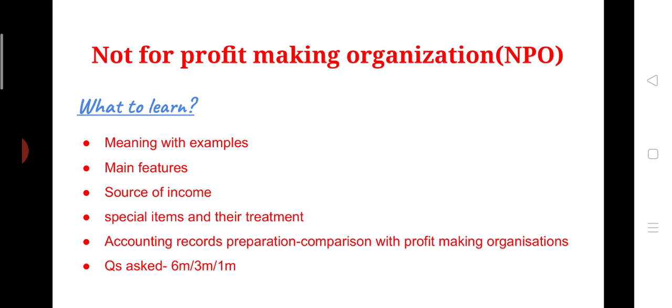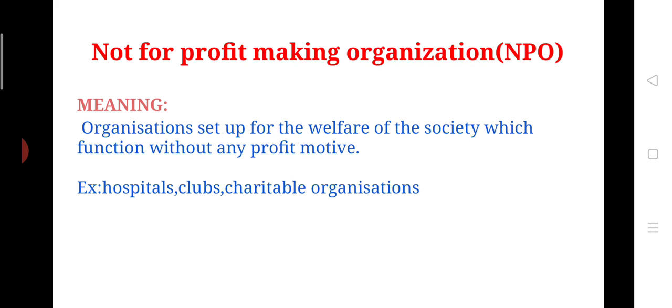Dear students, there will be three types of questions coming in the CBSE final examination. One 6-mark question which is purely numerical, one 3-mark question which is also numerical most of the times, it's a short question, and one theory question of 1 mark. So it is going to be very easy, dear students. Are you ready? Okay. If you are ready, we will go to the next slide.